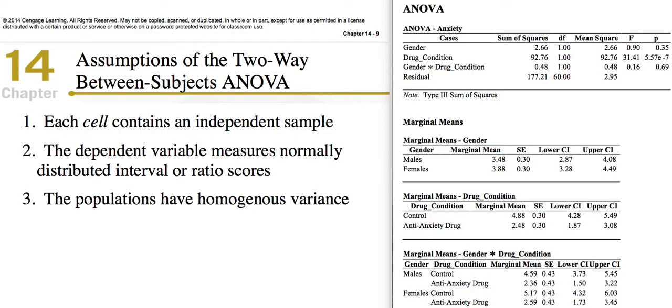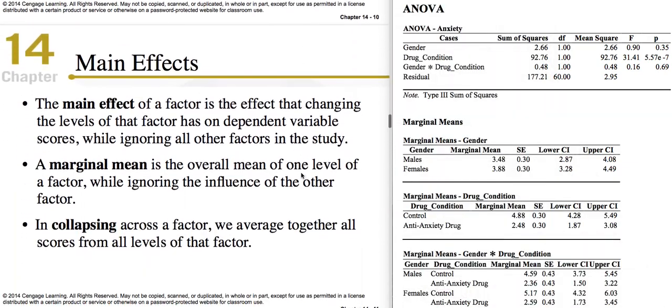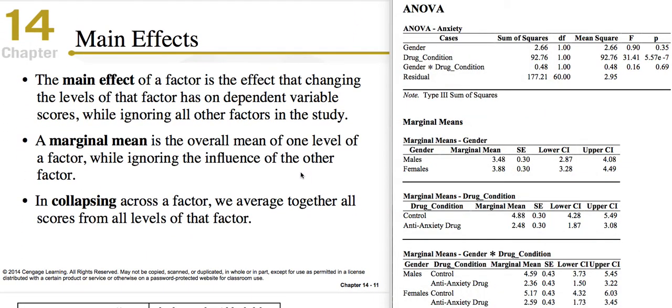I didn't go over this in the last video on JASP, but if you are interested, you can pull up assumption checks in the ANOVA menu and click homogeneity tests. This is going to bring up Levene's test for the equality of variances, and we can look at the p-value here, which is higher than 0.05, so we fail to reject the null hypothesis. In this case, that means that there is equality of variances across those conditions, so we can continue on with our interpretation.